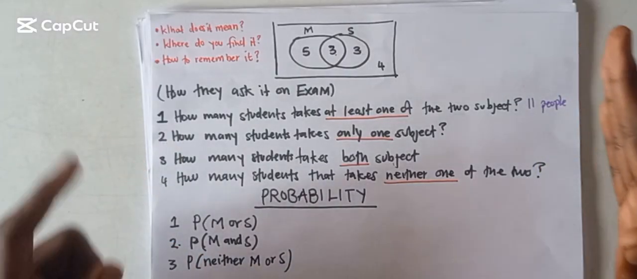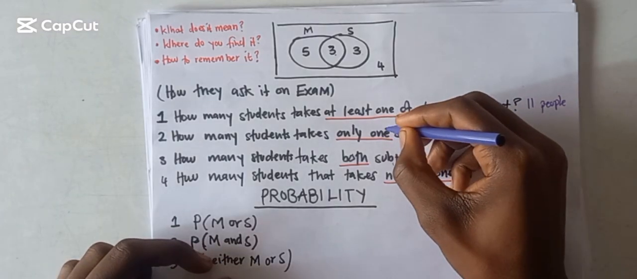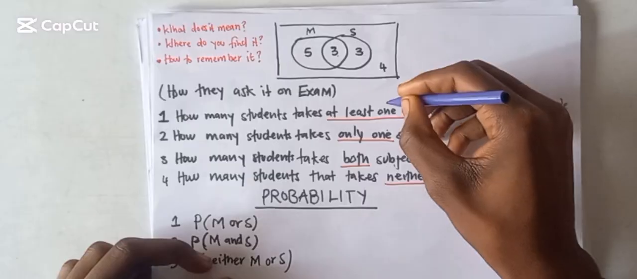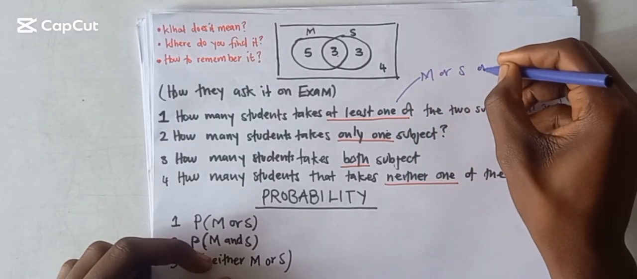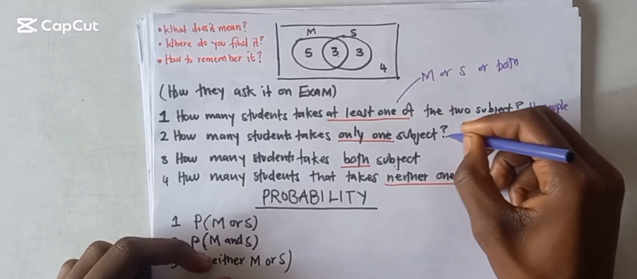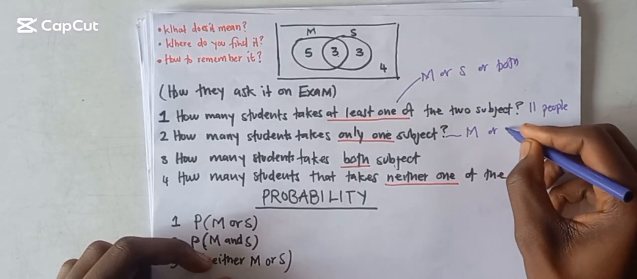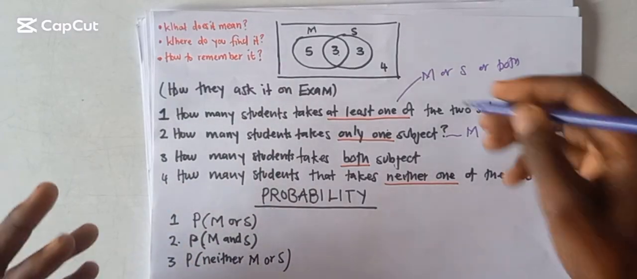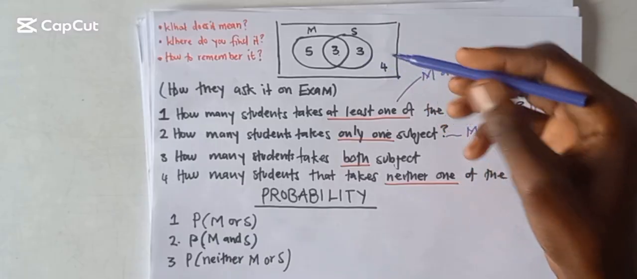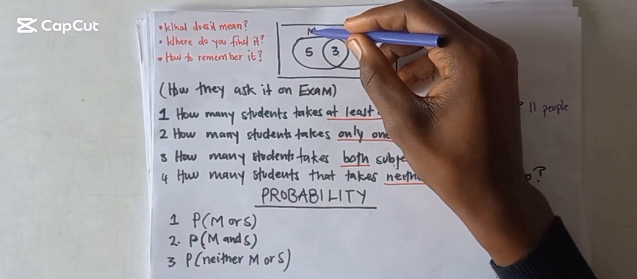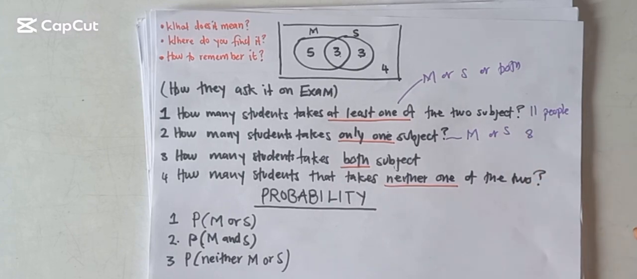If you take a look at our Venn diagram, the ones that are doing maths only are 5 and the ones that are doing science only are 3. So in total there are 8. On our previous question, the one that is at least one, it means that you either do maths or science or both. But on this one, you do maths only or science only. So in total, in the Venn diagram, there are only 8 students that are doing maths only or science only. That's what it means when they say only one.